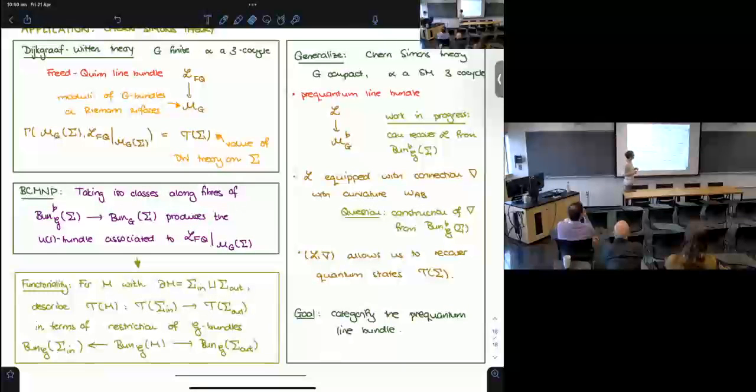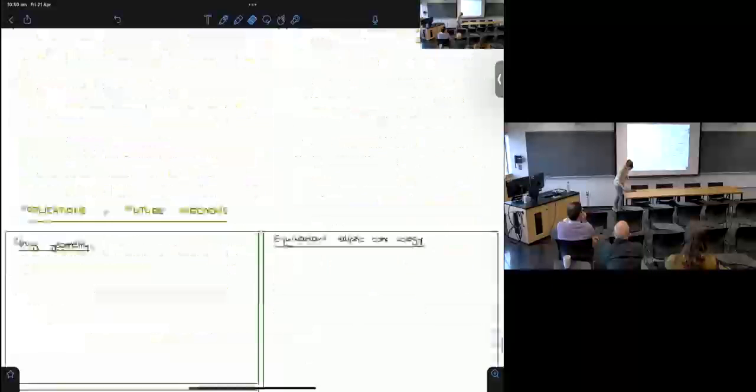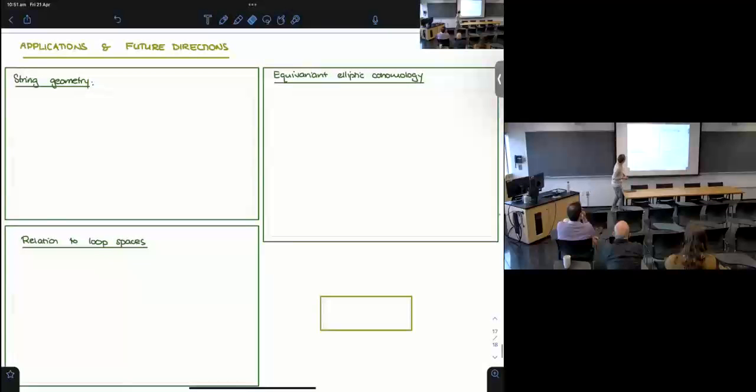And we think that possibly to understand the connection, we'll need to define what connections are for two group bundles. That's all work in progress. Okay, so the last thing I want to say is a few other applications and future directions.